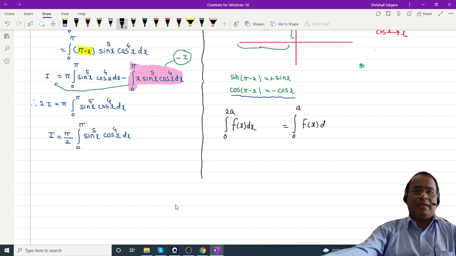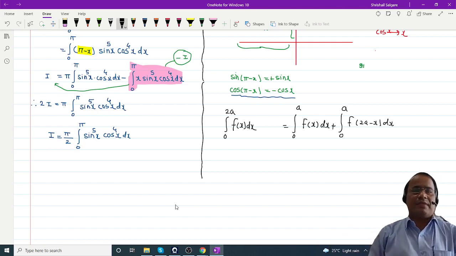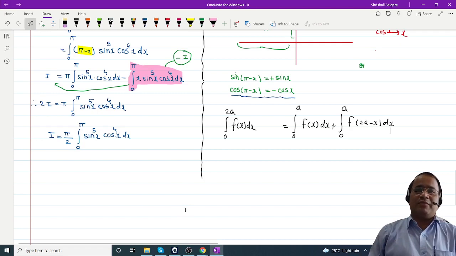I think you may not recall, that's why I will write integral 0 to a of f of 2a minus x dx. I am also not recalling exactly. If someone is confirmed, then it's okay, otherwise we will go. If you get stuck somewhere, then we have to check this.